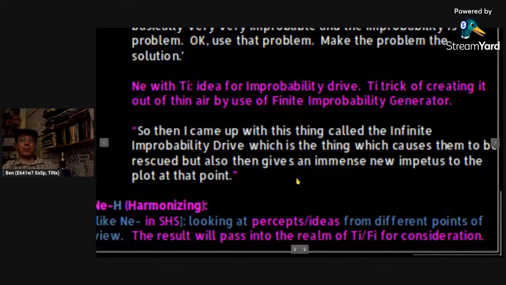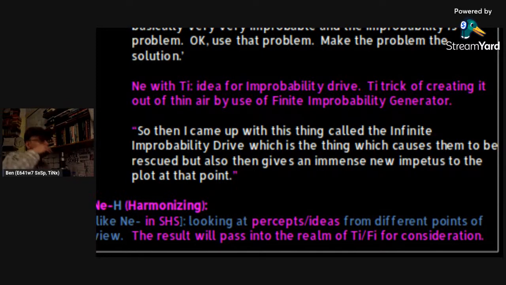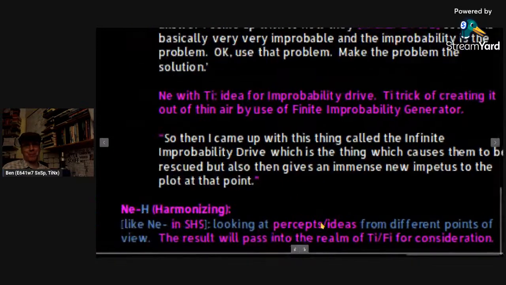Anyway, TI. Idea for the improbability drive. TI trick of creating it out of thin air by use of the finite improbability generator. But then nobody says, oh, and how do you make a finite improbability generator? Well, he then takes the piss by saying, well, if you have an atomic vector plotter hooked up with a sub-meson brain, suspended in a Brownian motion generator, say a nice hot cup of tea, then you can generate finite improbability. And such generators were often used at parties to make the hostess's garments simultaneously jump 2 feet to the left in accordance with the theory of indeterminacy. So there's a bit of parody in there as well, metafiction. Right.